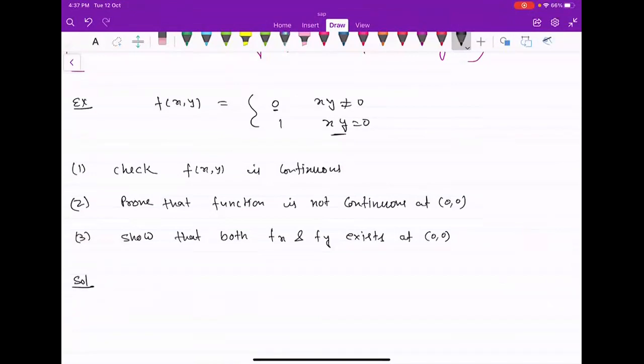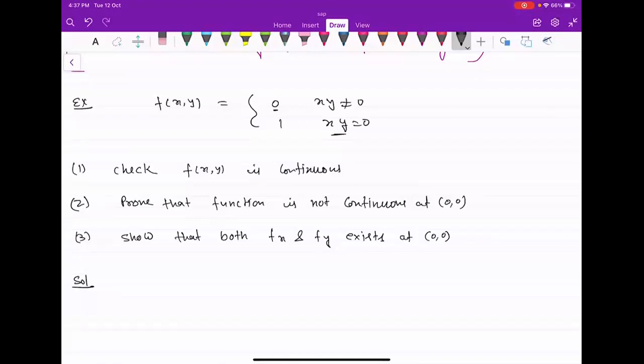So we have to check this function, which is given here as 0 and 1, with xy not equal to 0. So we are checking whether the function is continuous or not. So it is a continuous function. How will you check whether it is continuous or not? If the limit of the function exists, what is the definition of continuity? If the limiting value is equal to the function value.